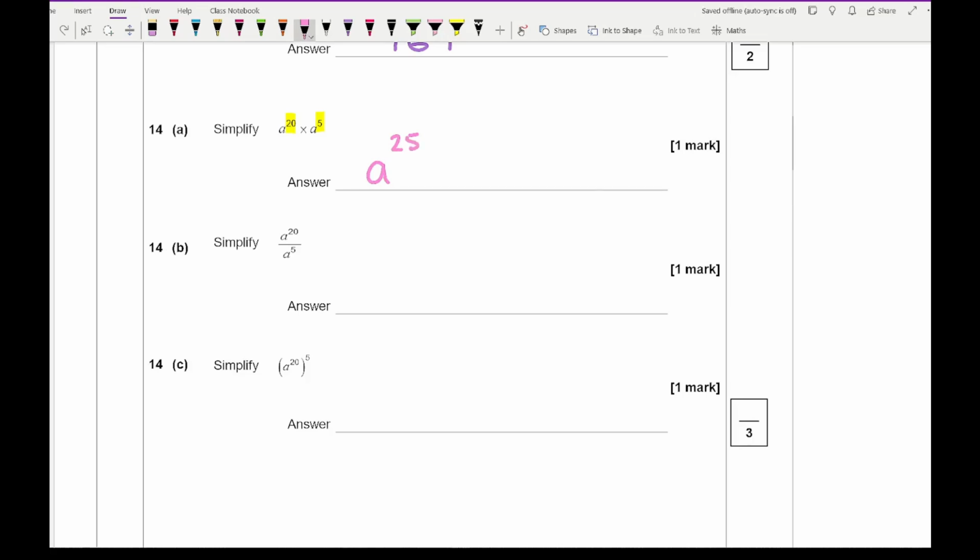Then similarly for question 14b, it says we're dividing. So here we take away the powers. So it's going to be 20 take away 5, which gives us an answer of a to the power of 15. Then with brackets, what do we do here? Well, with brackets, we multiply. So here I'm going to have 5 times 20, which gives me a final answer of 100, or a to the power of 100, I should say.